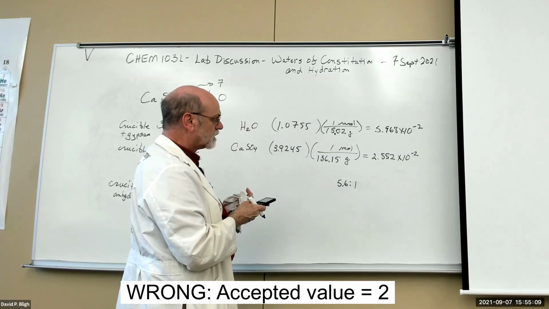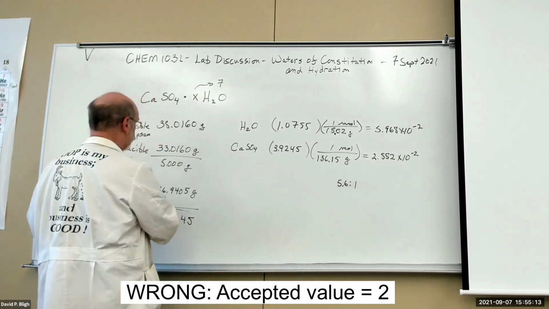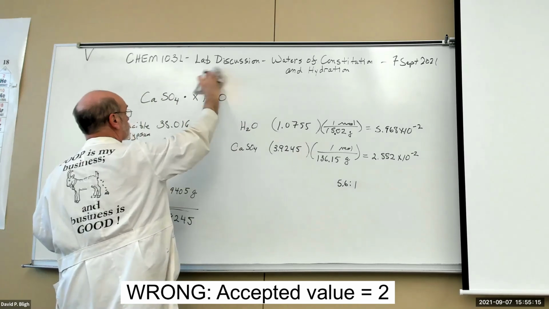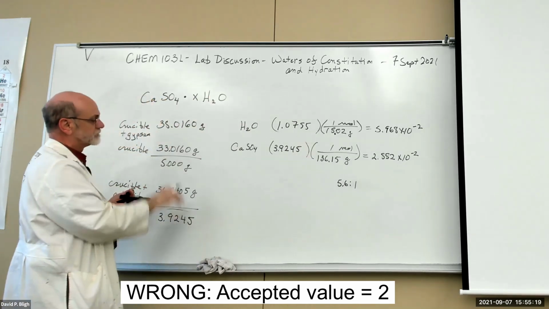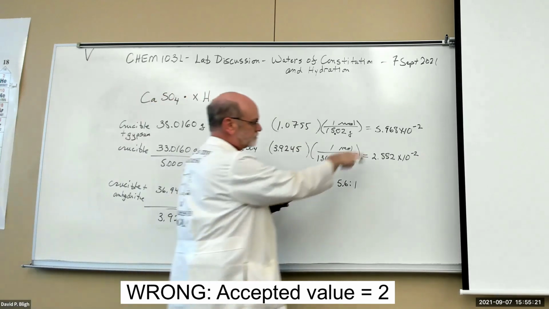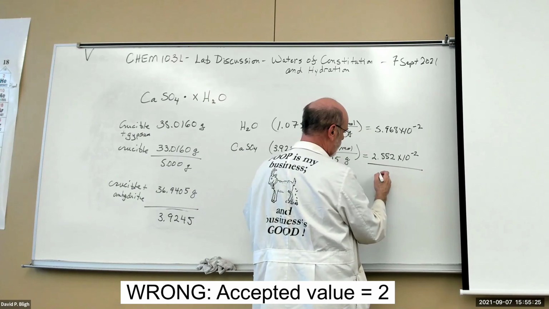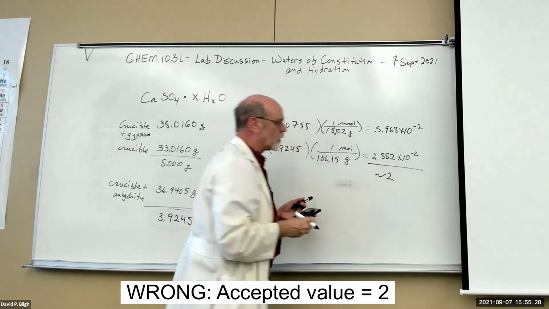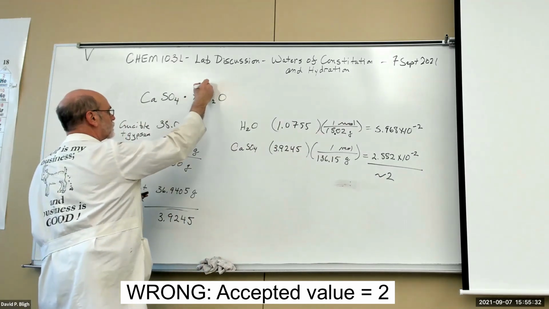2.88. Oh no, that's not 7. What am I thinking of? I'm thinking of zinc sulfate. That's right. So you can see that ratio is about 2. The closest whole number ratio there is 2. So X equals 2.